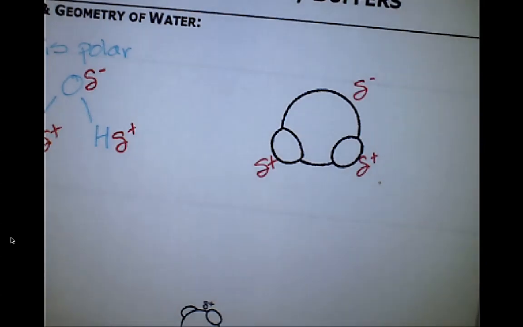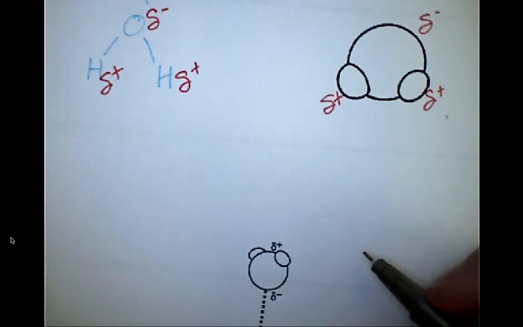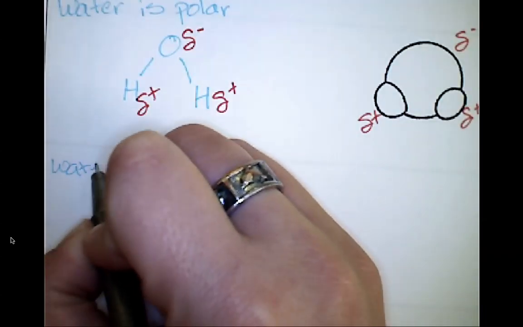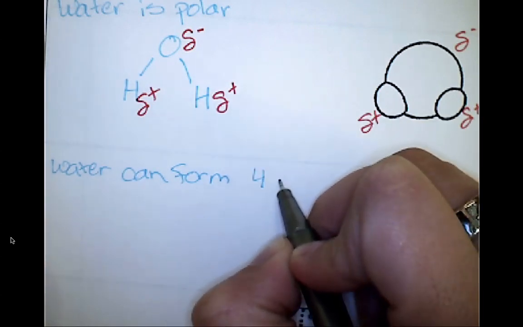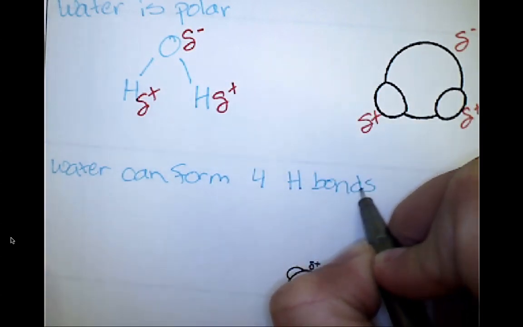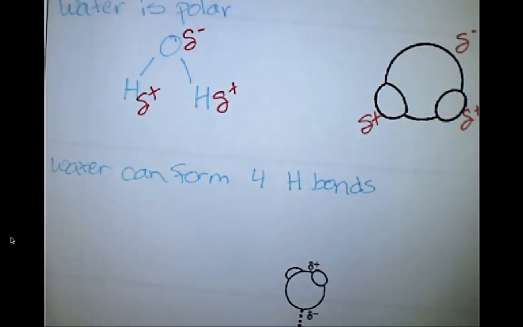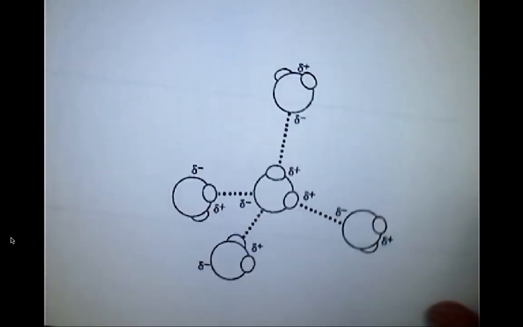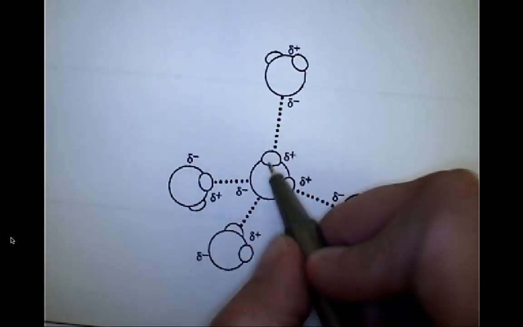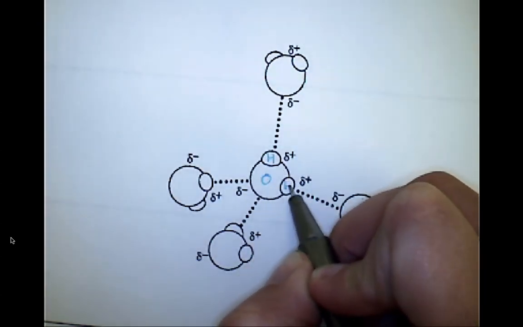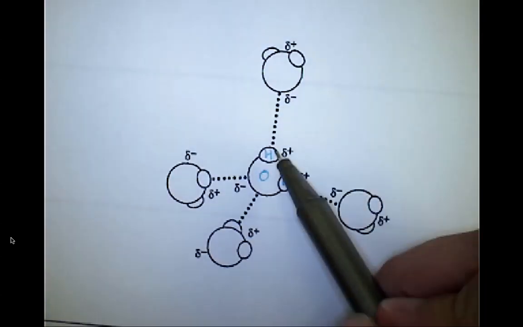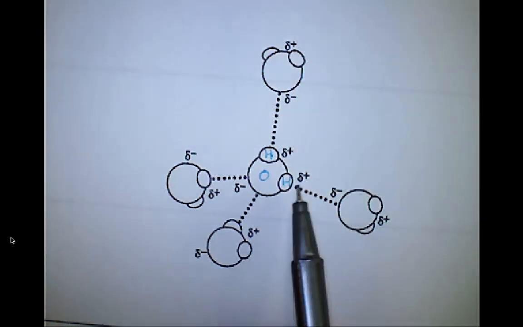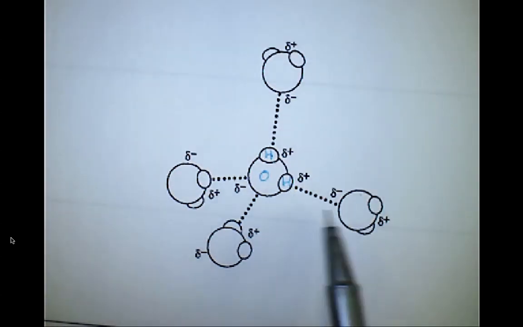So because of these things, water can form 4 hydrogen bonds, or H bonds, okay? And that's obviously with other water molecules. So let's look, here's this one water molecule, here's its oxygen and its 2 hydrogens, and it forms 4 different hydrogen bonds. One with this one using its hydrogen, one with this one using its hydrogen.